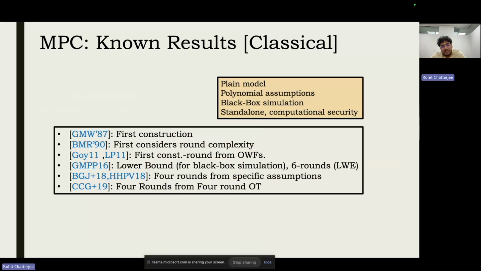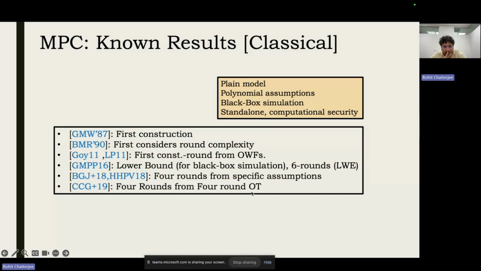The first seminal work of Goldreich, Micali, and Wigderson gave you this construction based on zero-knowledge proofs. There were some information theoretic protocols. And in the 2010s, we started seeing the first constant round constructions just from one-way functions. This is very interesting. And we will be looking a little bit at the framework they follow. And people kept improving these things.